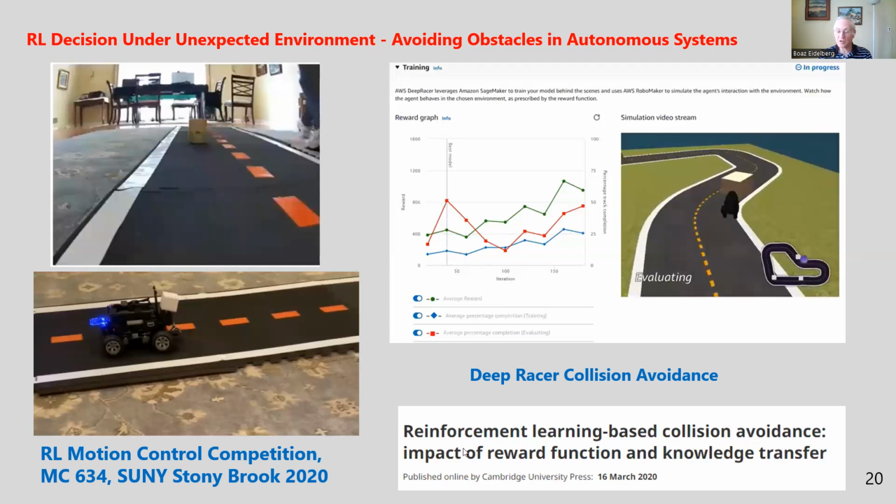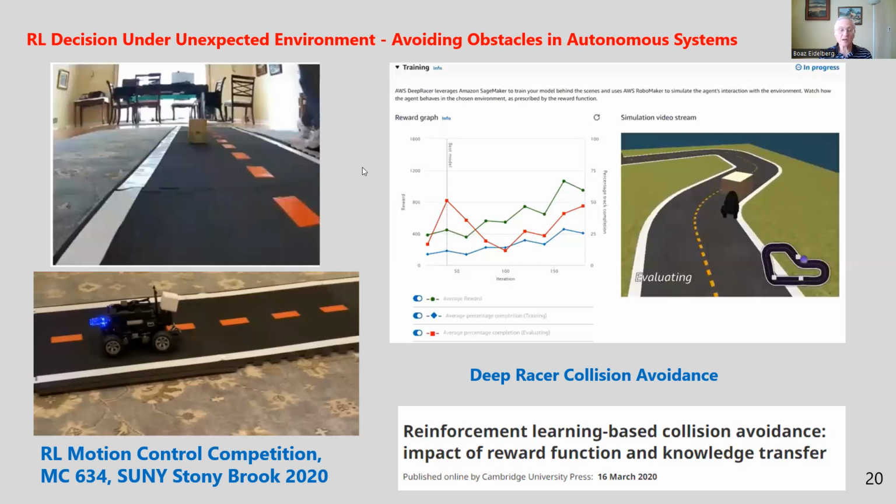We see also that a university, Cambridge University, in March 2020 published an article which is reinforcement learning based collision avoidance and the impact on the reward function and the knowledge transfer.